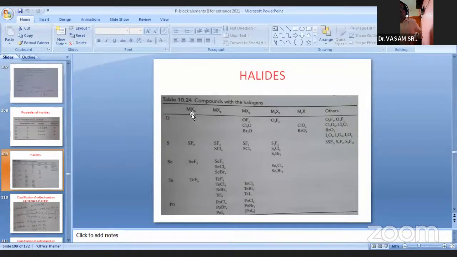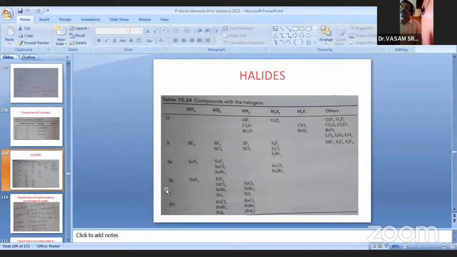You come to the MX6 formula. This is hexahalide. Oxygen is a small atomic size element and has no d orbitals available. Due to this reason, oxygen cannot form hexahalides and tetrahalides also. They form only dihalides and monohalides. Sulfur is a comparatively bigger atom than oxygen, and sulfur has vacant d orbitals. Due to these two reasons, sulfur exhibits four types of halides. They are hexa, tetra, di, and monohalides.